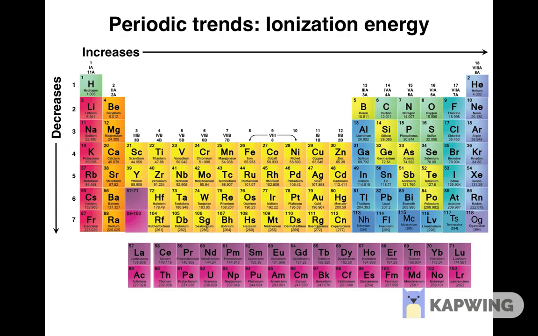Thus, it is easy to compare ionization energies for two elements that are within the same period. It will be larger for the element farther to the right. It is also easy to compare ionization energies for two elements that are within the same group. It will be smaller for the element that is further down.